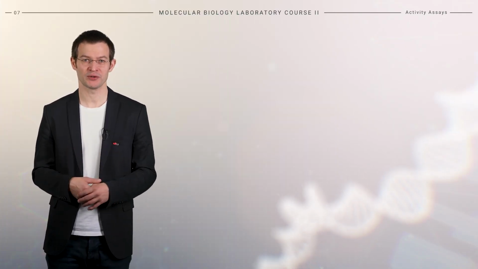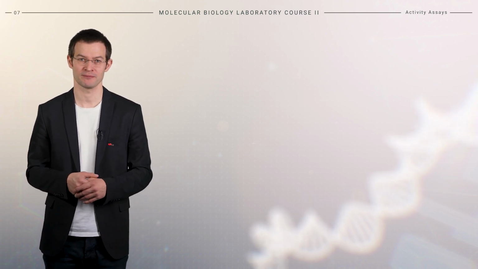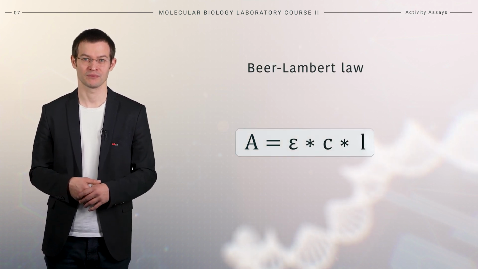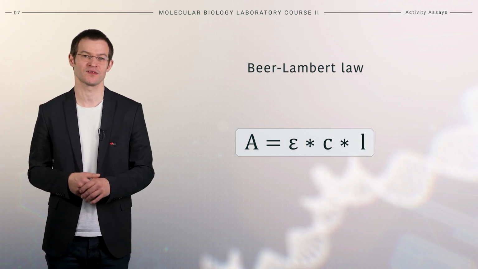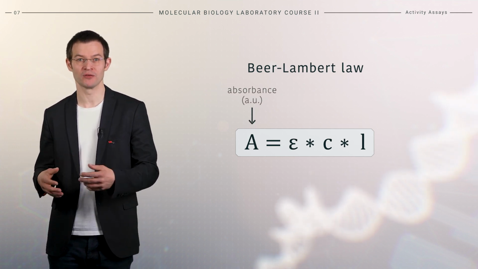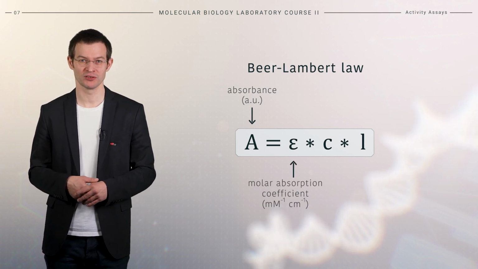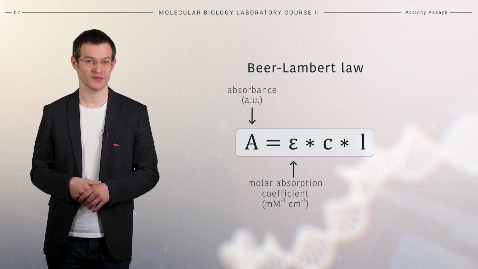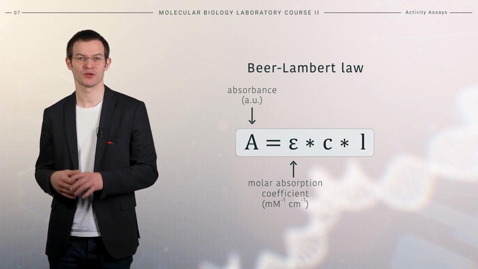To understand how photometric assays work, it's important to understand some fundamental terms and their relationships. The key principle behind photometric assays is the Beer-Lambert law. This law states that the absorbance of a chromophore is directly proportional to its concentration. In this equation, A represents the absorbance or the amount of light absorbed by the sample. Epsilon, the molar absorption coefficient, is unique for each chromophore. It is given in units like per molar per centimeter.